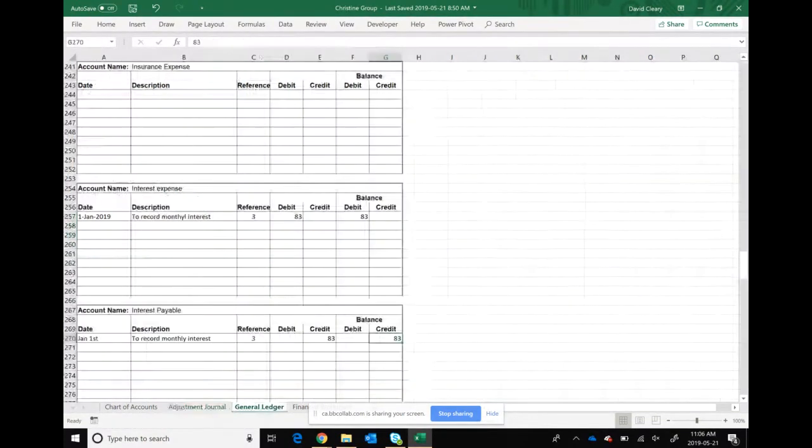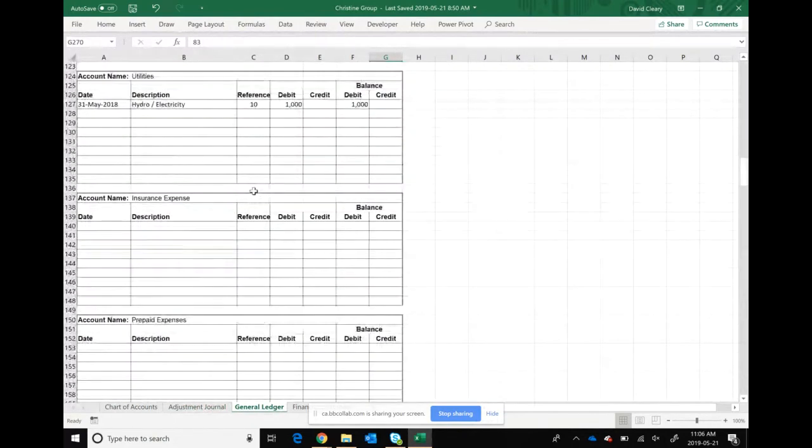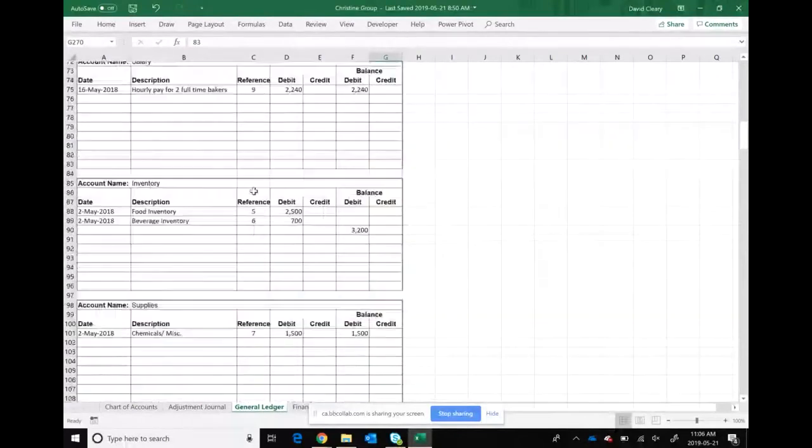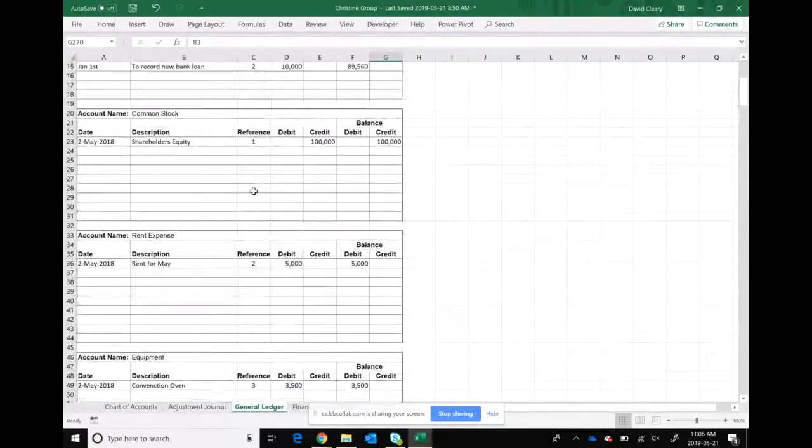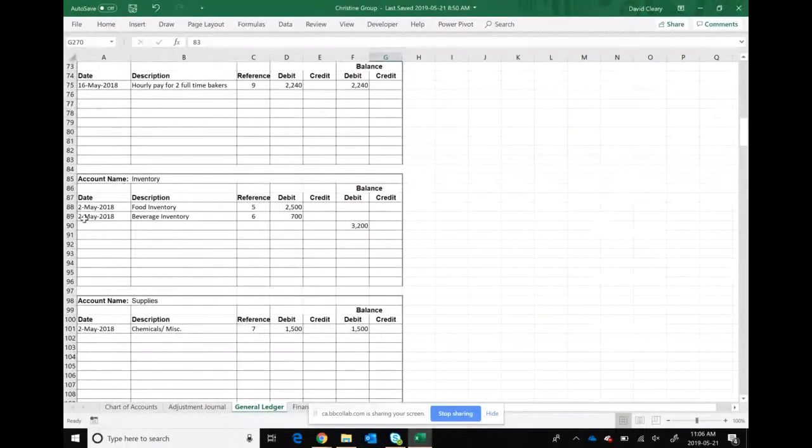So we go to our ledger. Go find our inventory. I guess we lumped everything into inventory here. On your worksheets, you'll have individual food and beverage accounts, and here is all lumped into inventory. June 1st, to record cost of food sold. This was number 4, and it was credited for how much was it? 500? So if we take the debit balance minus the adjusted credit, we get a new balance of 2,700.